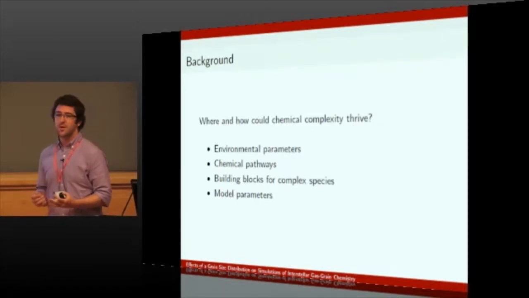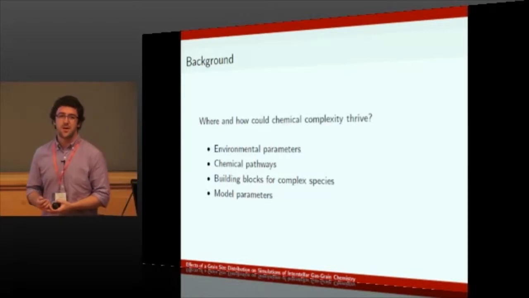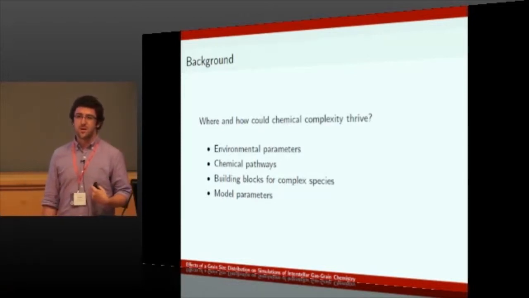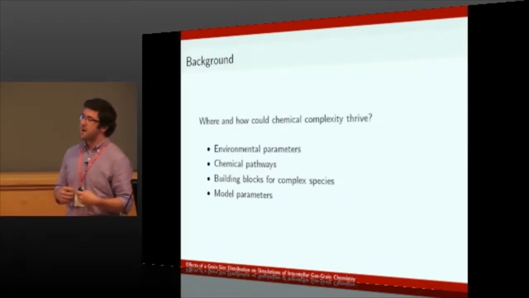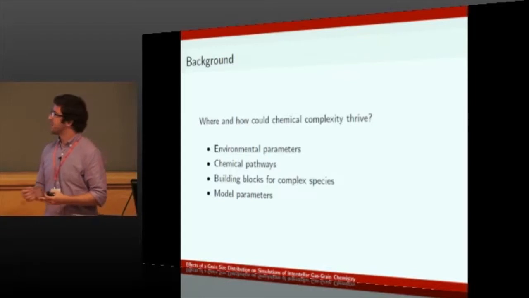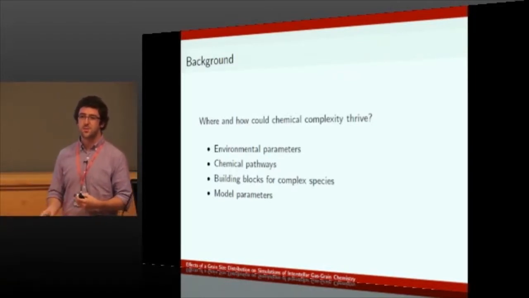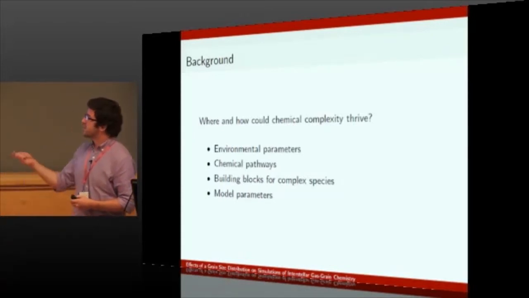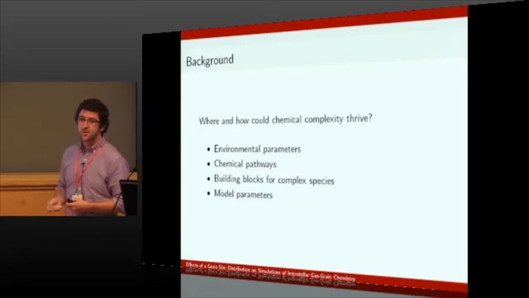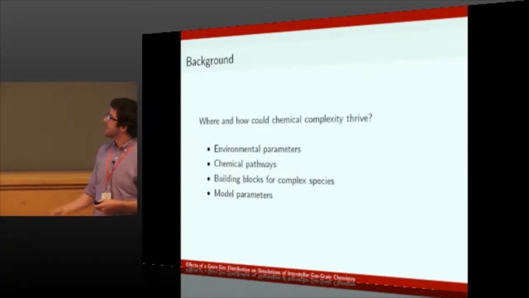The major background question that this work is going to try and address is where and how could chemical complexity thrive? And again, coming from an astronomy department, we're not talking about things like rocks or atmospheres even, but molecular clouds. So these molecular clouds, or interstellar clouds, are the places where stars are forming, and eventually planets will form around those stars. So to look at those regions, you want to think about what environmental parameters you need to think about: densities, temperatures, UV field strengths.